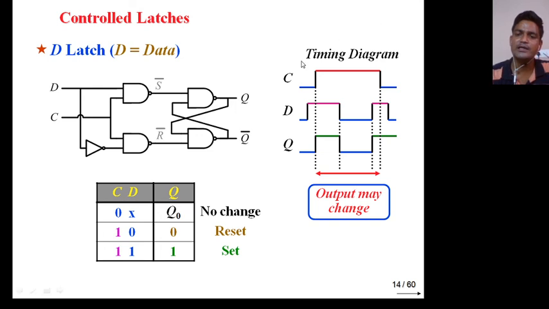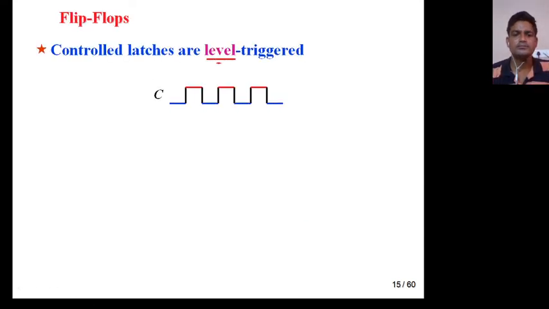Here we are using level triggering. This is positive level, and in positive level output is changing from 1 to 0, then 0 to 1. What is level triggering? I already explained it. This is your positive level, and output will change from this duration to this duration. When we use this and this, it is called negative level triggered.